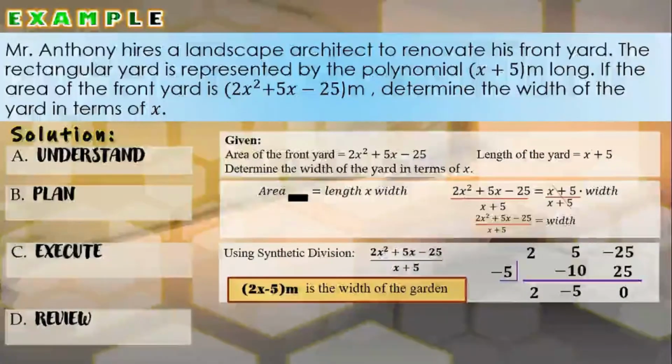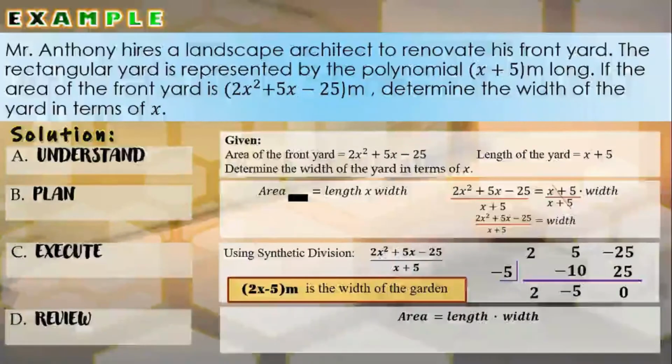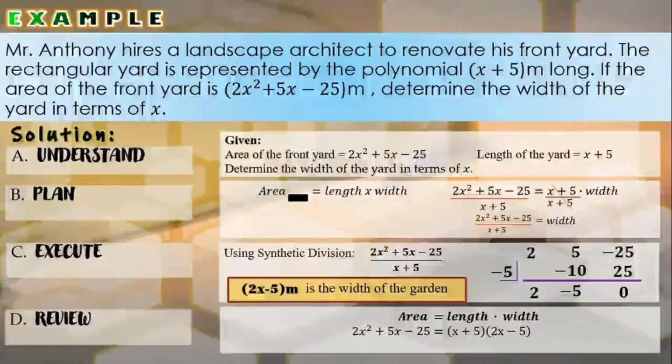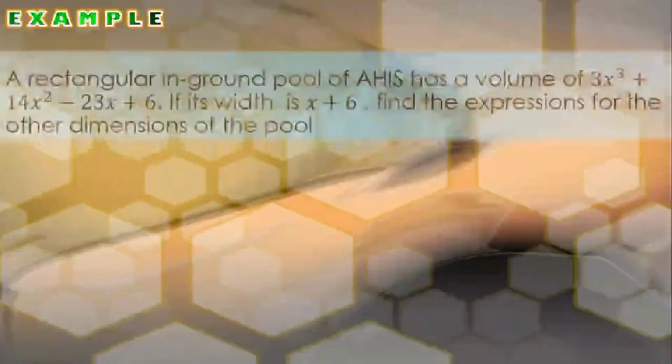Now, last step is to review. Let us check if our answer is correct. Again, the area of the rectangle is length times width. So let us substitute. Now, if we are applying the FOIL method, that is first to first, outer to outer, inner to inner, and last to last, the product of x plus 5 times 2x minus 5 is 2x squared plus 5x minus 25, meaning our answer is correct. Now, let's proceed to the next problem.